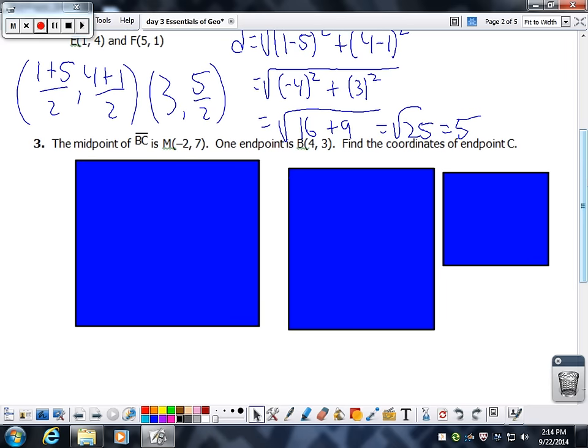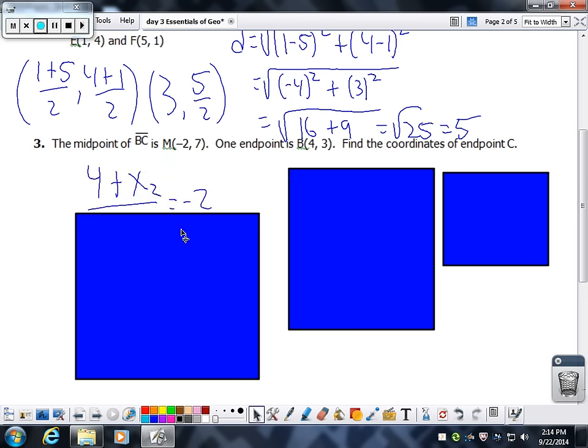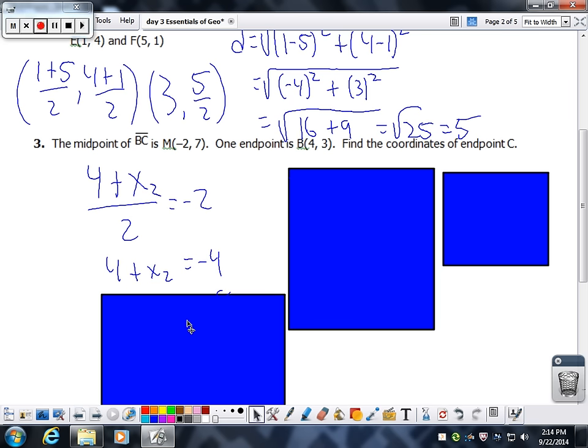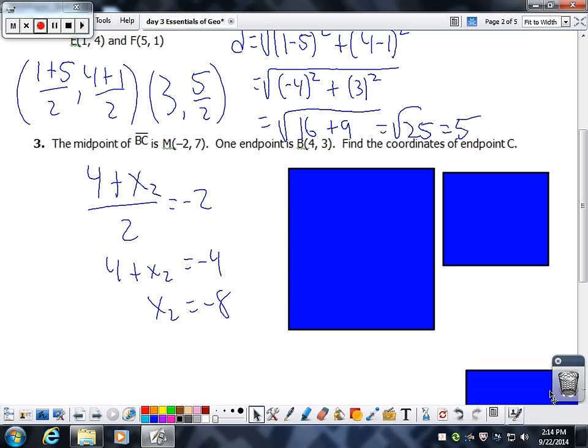Last question on the warm-up. The midpoint of BC is M, which is (-2, 7), and one endpoint is B at (4, 3). Find the coordinates of endpoint C. So how we do this is, since we only know one endpoint and the midpoint, we set it up with the endpoint that we know plus x2, since that's what we're looking for, divided by 2, and it equals our midpoint x value. Now to solve for x, we multiply by 2 on both sides, and we get 4 plus x2 equals -4, and then we subtract 4 on both sides, and you should get x2 equals -8.